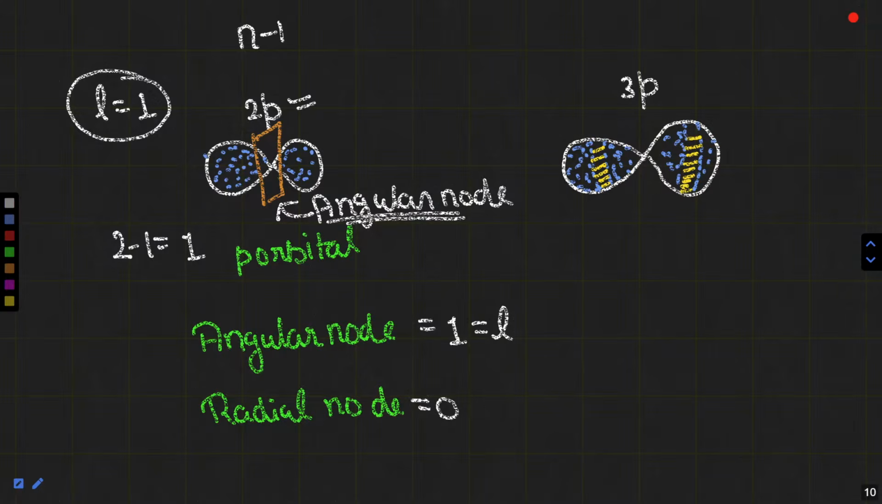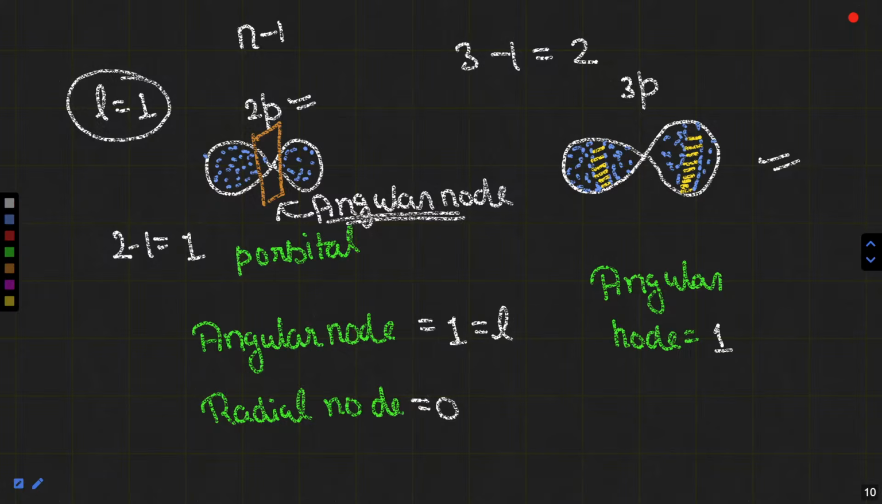Okay, so what is the number of nodes in this case, if you apply the formula of n minus 1 for 3p? Total number of nodes? It will be 2. Very good. n minus 1, that is 3 minus 1 is equal to 2. Now, what is the number of angular node in this case? It will be 1. Very good. So that is simply equal to the value of L. So for every p orbital, the angular node will always be 1.